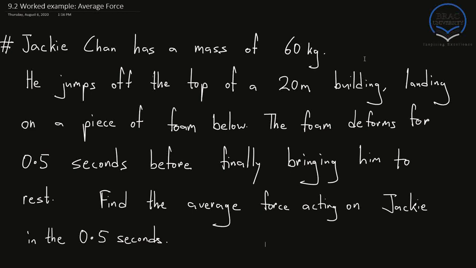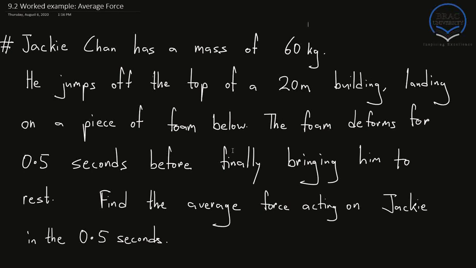So let's use our concept of impulse to solve a problem. Take a moment to go through the statement of this problem. We have a stuntman, Jackie Chan. He's got a mass of 60 kilograms, and let's say he goes off the top of a 20-meter building, and suppose he starts at rest. He jumps off the top of the building and lands on a piece of foam below.